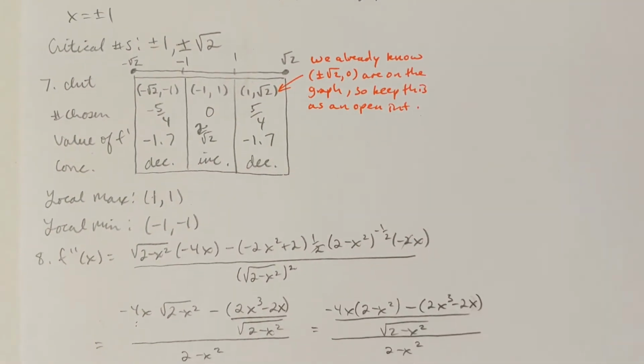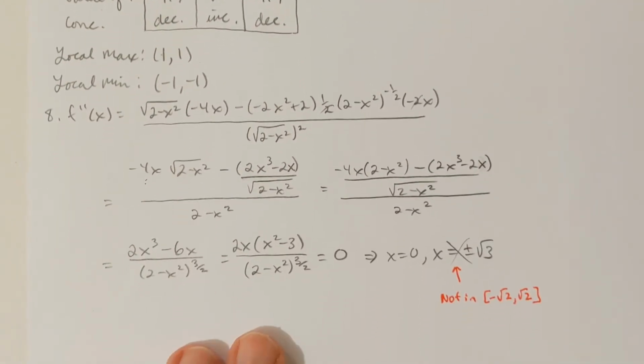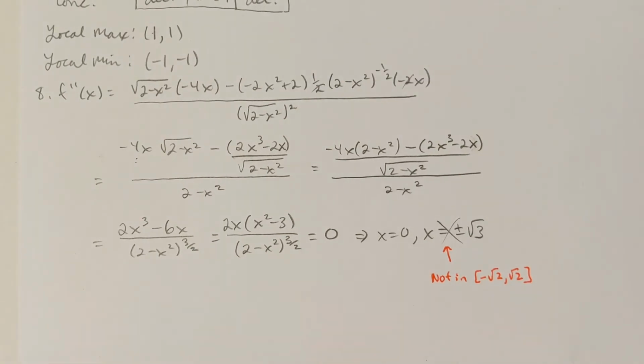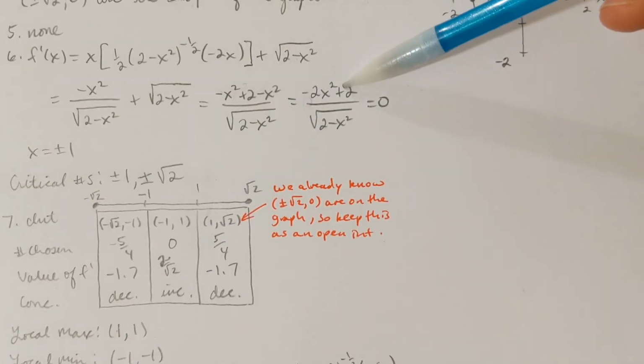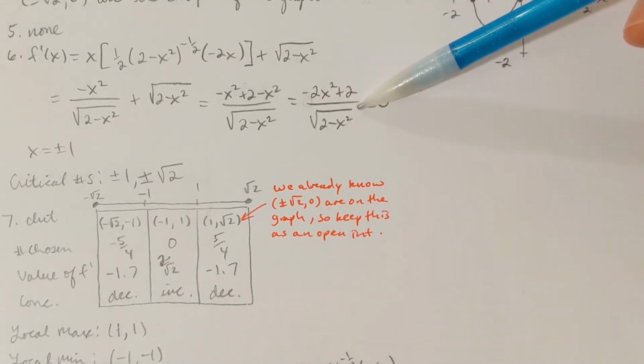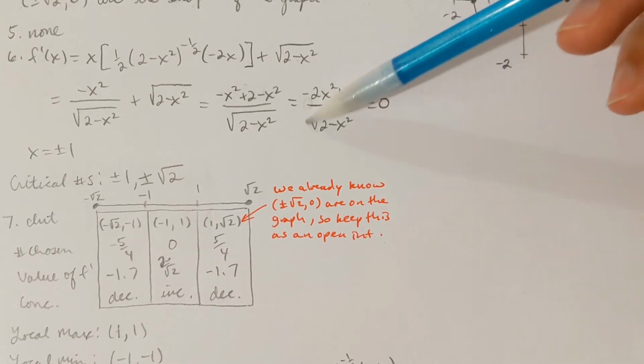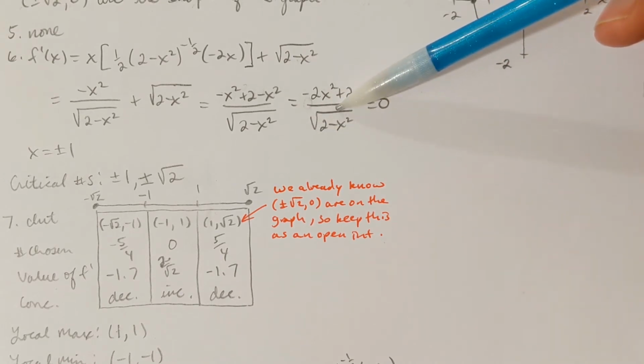Okay, and let's see, the next thing then, we're on step 8. We need to find f double prime. F double prime is going to be a quotient rule. And within the quotient rule, I'm going to use the chain rule when I differentiate the denominator. Okay, so let me do that now.